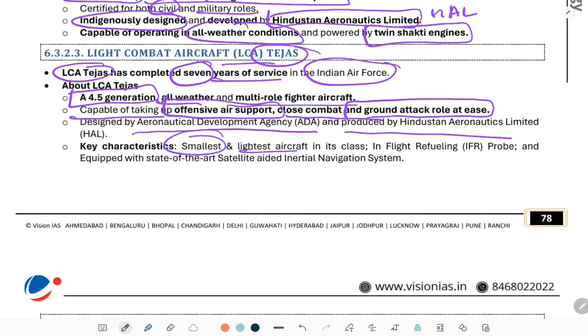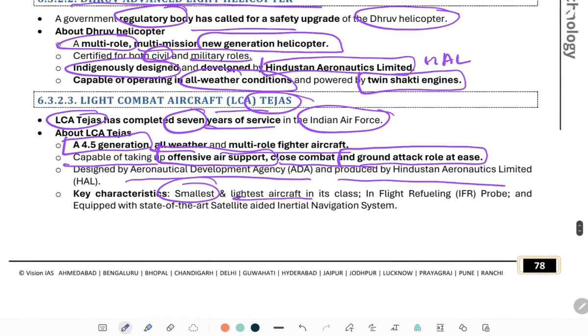Key features are that it is the smallest and lightest aircraft in its class, has an in-flight refueling probe, and is equipped with the state-of-the-art satellite aided inertial navigation system.